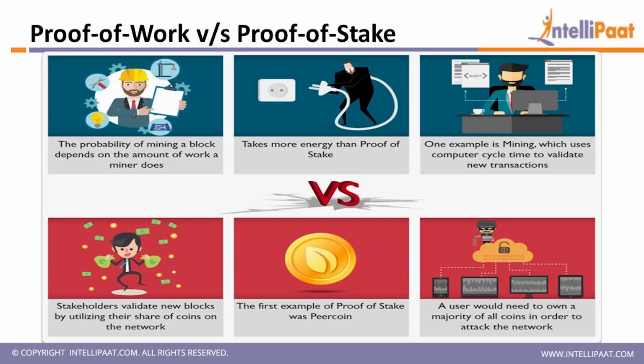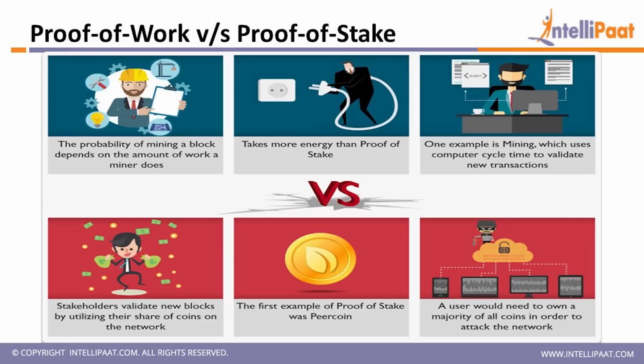In proof of work, the probability of mining a block depends on the amount of work a miner does. That means he needs to find a solution for the given problem, and all the competing nodes are working to solve the same problem and find a particular number x or any number that is the end result of the solution. Since this requires solving more complex problems, it requires more energy than proof of stake. One example is mining, which uses computer cycle time to validate new transactions. So mining of new blocks, as we already discussed, uses computer cycle time to validate new transactions, and every block through new mining is generated every 10 minutes in Bitcoin.